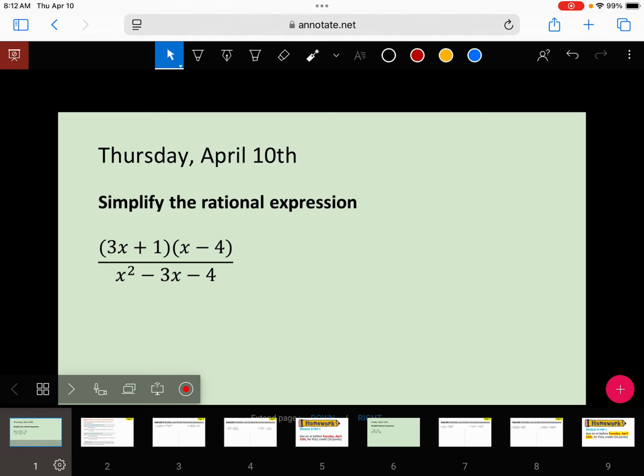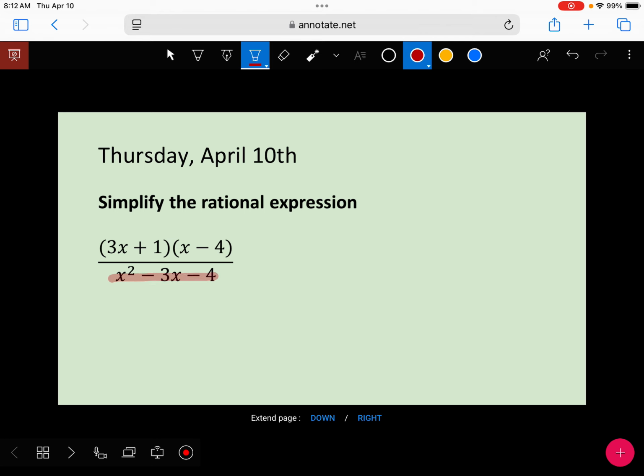So we talked about this yesterday. Whenever you simplify, you have to start by factoring. So looking at the two expressions we have, the numerator is already factored. It's our denominator that we need to factor. And because A is 1, we don't need to make a box.